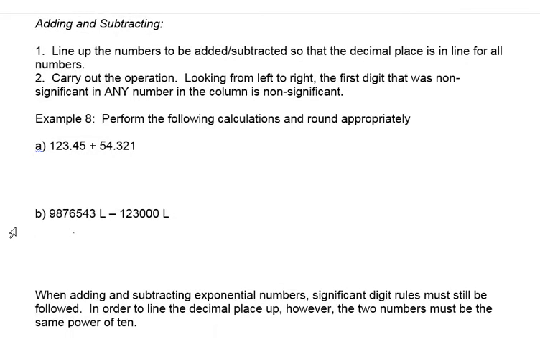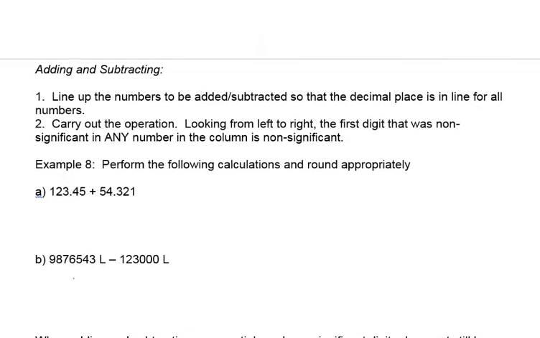Adding and subtracting, we line up the numbers that are being added or subtracted, so the decimal place is in line for all the numbers. And when we're rounding, we go by precision with adding and subtracting, which means that our first digit that was non-significant in any number in the column is going to be non-significant. So if we look at the numbers as written, the first thing we want to do is line them up.